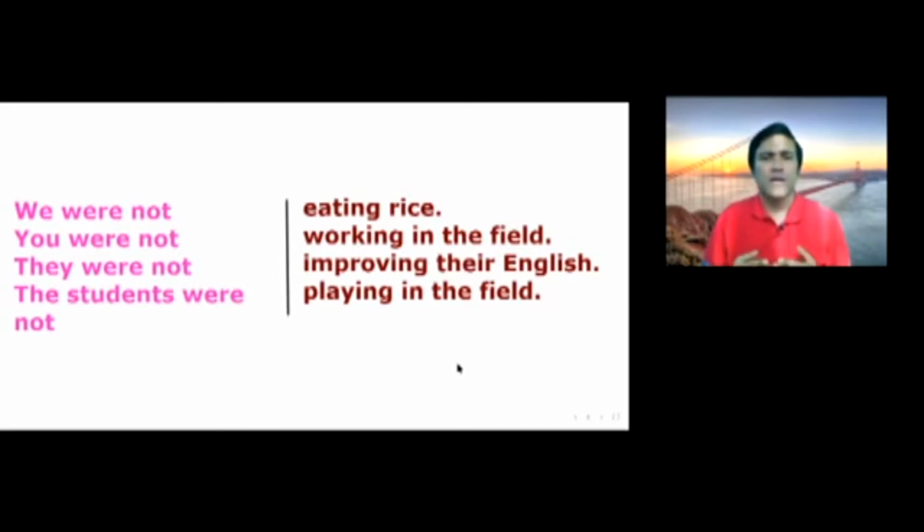Amra bhat khacchilam na. Tumi ba tomra mathe kaj korchile na. Tara tader English er unnoyon ghatachhilo na. Chhatrora ba shikkharthira mathe khela dhula korchilo na.